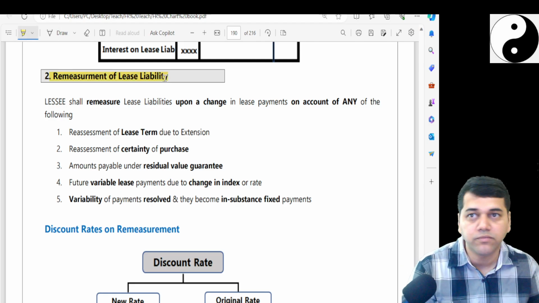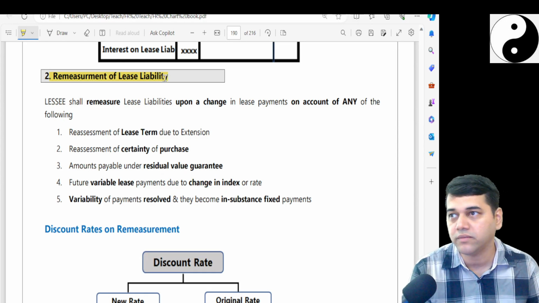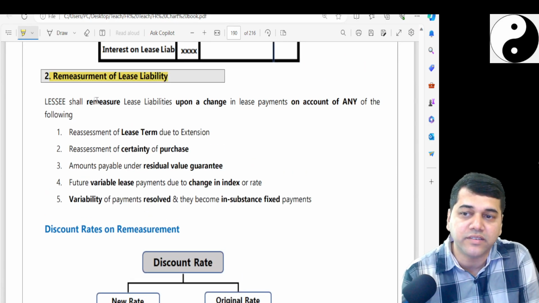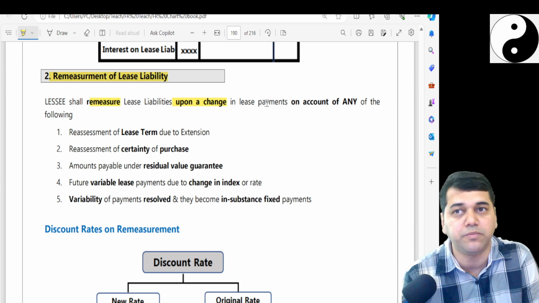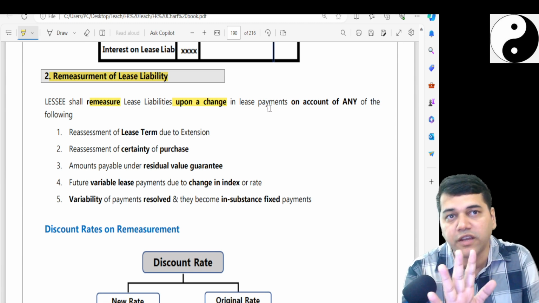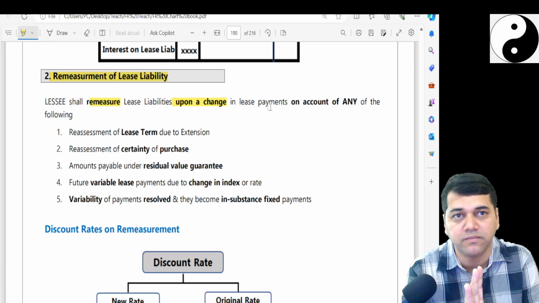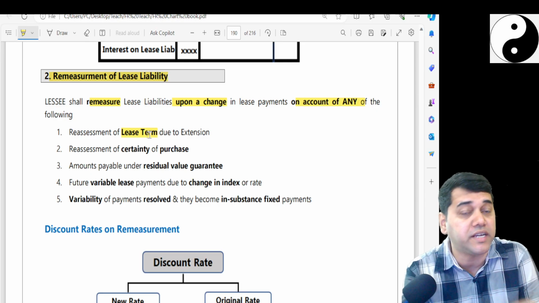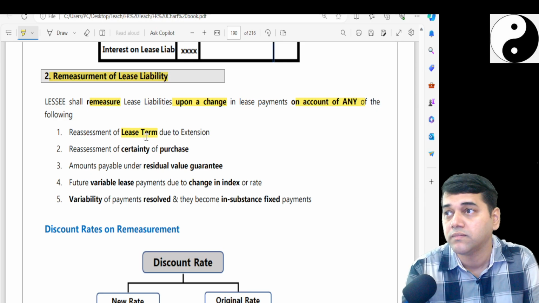You got the flow? How we are moving? Now what is this remeasurement? The lessee shall remeasure upon a change in the lease payments. Lease payments means 5 elements. Out of those 5 elements, the first element is not going to change on account of any of the changes, like my term may get extended. How may the term get extended?